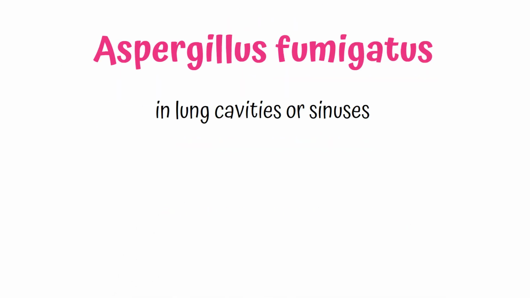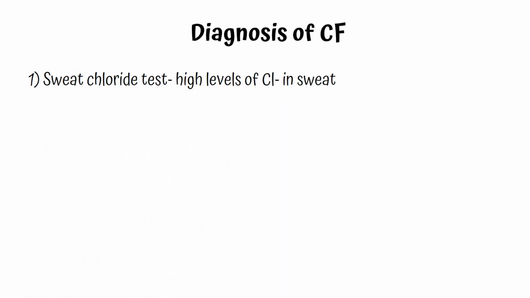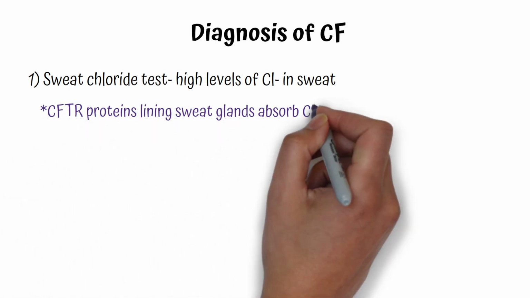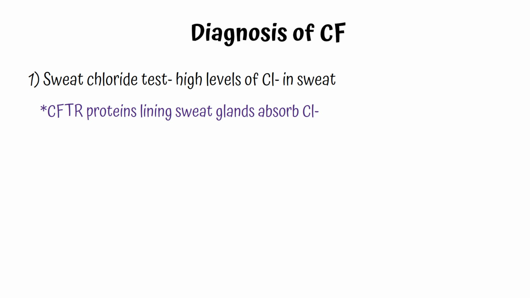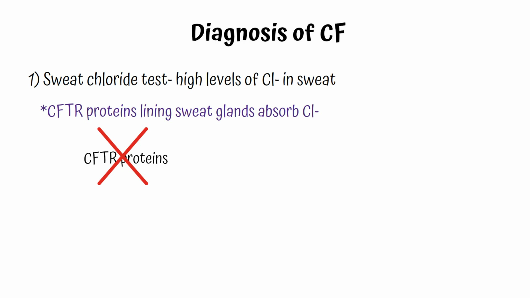So now let's talk about the diagnosis of cystic fibrosis. Cystic fibrosis can be diagnosed via newborn screening. You can do a sweat chloride test to confirm the diagnosis. High levels of chloride in sweat will confirm your diagnosis. This is because the CFTR proteins lining your sweat glands absorb chloride from sweat rather than pumping out chloride into secretions like in your GI tract and respiratory tract. Therefore, absent or defective CFTR proteins in the sweat glands will lead to the accumulation of chloride in sweat.